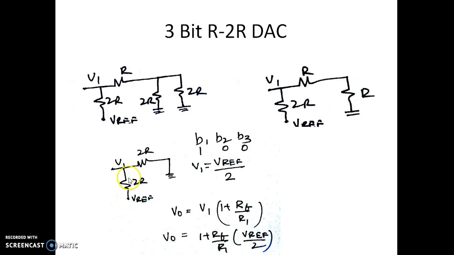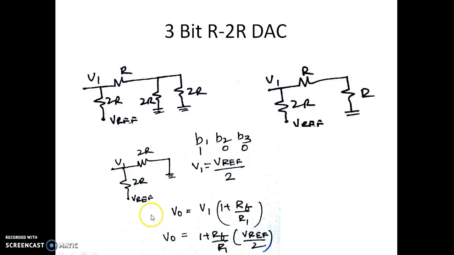There is a V reference and 2R and 2R resistors are connected. We are trying to estimate what is the voltage at V1. Naturally the voltage at V1 is exactly half of the V reference, because it is connected with two resistors of value 2R, 2R. So with the combination of the input as B1 equal to 1, B2 0 and B3 0, we get the voltage at V1 as V reference by 2. Now this is ultimately used as the input voltage for the non-inverting amplifier. So the output voltage of the op-amp will be V1 into 1 plus RF by R1. So we know that V1 is equal to V reference by 2.